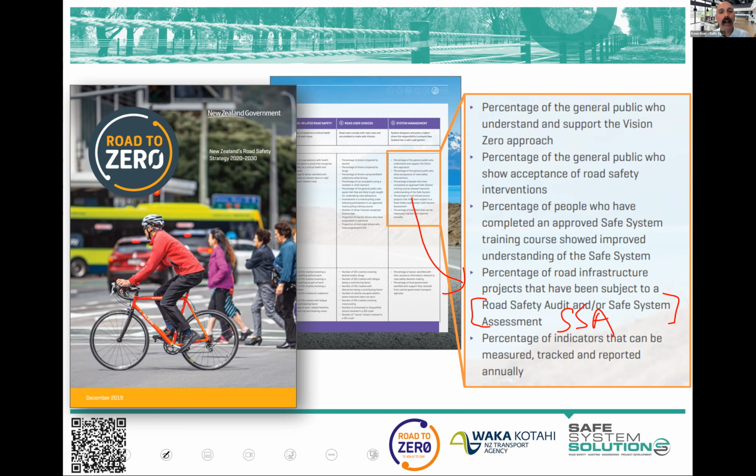being used. But what a safe system audit is, if you've heard that term and you're scratching your head going, what's going on, a new thing or what? It is simply a road safety audit and a safe system assessment put into the one document. But anyway, that's a key performance indicator of the New Zealand government. How many of our projects are being subject to this particular safety lens and assessment?